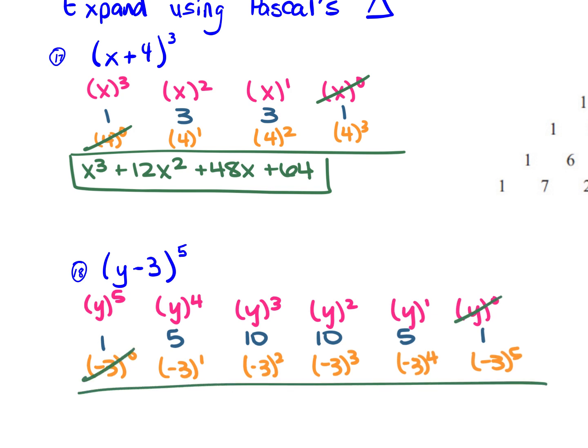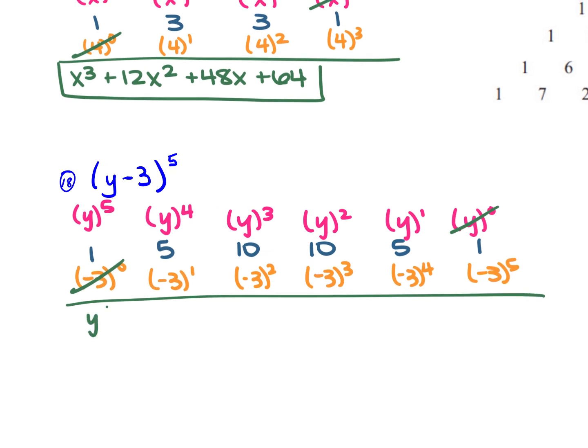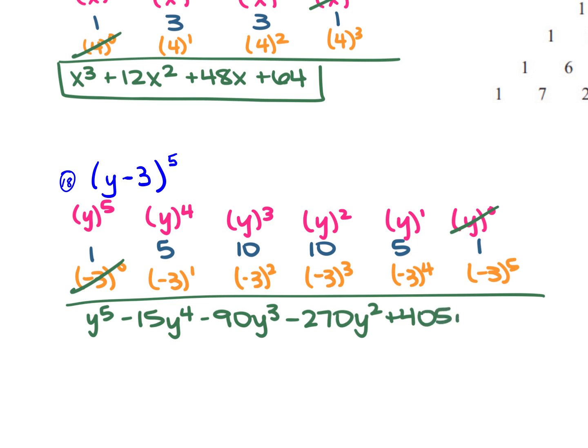Your powers of 0 cancel out. We then have y to the fifth power. The negative 3 times 5 is negative 15, y to the fourth power. Negative 3 squared is 9, times 10 is 90, y to the third power. Then your negative 3 cubed is negative 27, times 10 is negative 270. Keep the y squared. Next, you have the negative 3 to the fourth power, which is 81, times 5 gives us 405. Keep the y. And then that negative 3 to the fifth power is negative 243.